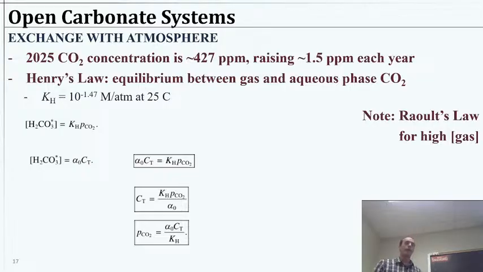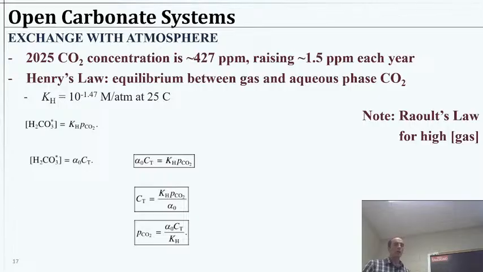Okay, so let's get there then. Let's develop these alpha fractions and start talking about the open system. I think I've got both at the same time kind of here. So, yeah, the current CO2 concentration in the atmosphere is about 427 parts per million. It tends to rise about 1.5 parts per million every year. So that's what people are concerned about with CO2 emissions.